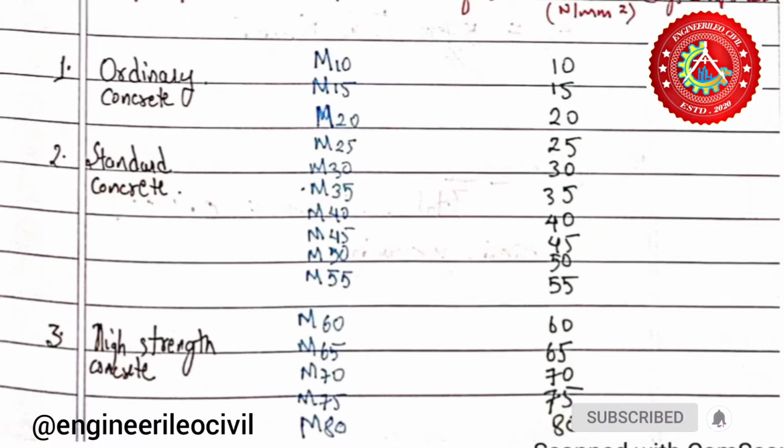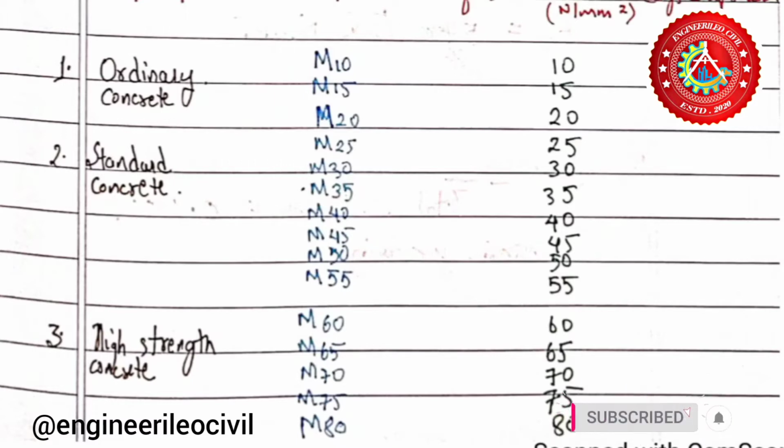areas of work. If you want to construct a residential building, then you can use ordinary concrete, but if you want to construct a bridge or something else like a skyscraper, then you have to use standard concrete. But if you have to construct a dam like structure, then you have to use high strength concrete. The table shows the specified characteristic strength of 150 millimeter cube at 28 days in compression, Newton per mm square. All the values are in the given units.